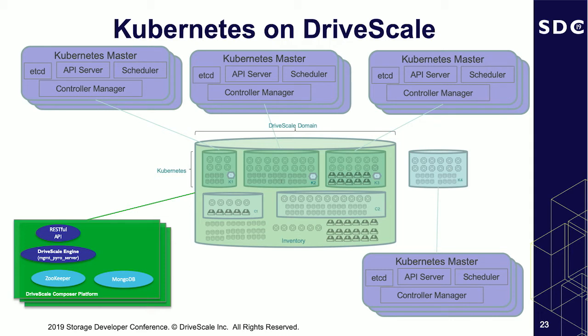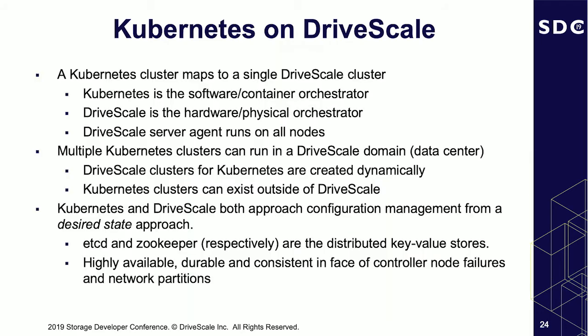We have a composer, an engine that basically orchestrates the hardware. Kubernetes orchestrates the software on top of the compute nodes. And there's a little squint your eye thing in here. So Kubernetes clusters map into a single DriveScale cluster. Each of those DriveScale clusters exists within a DriveScale domain.